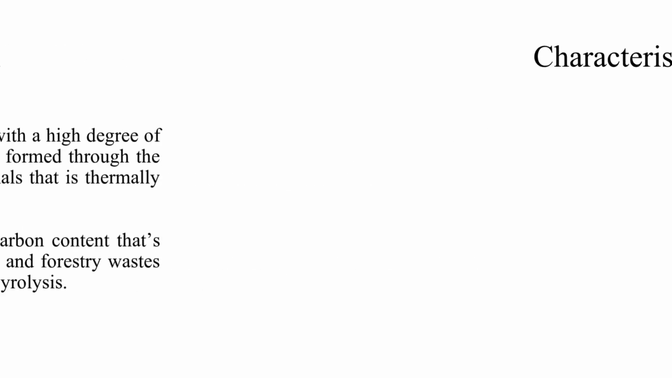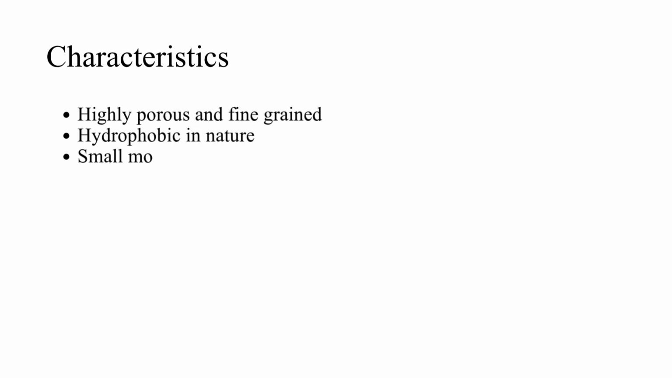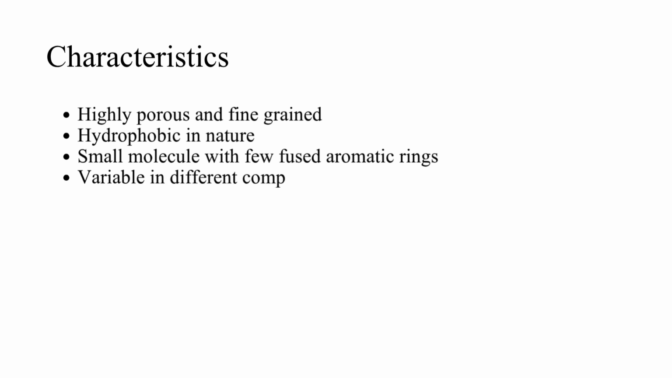Let us examine the important characteristics of biochar. The first characteristic is its highly porous and fine-grained structure. This provides a large surface area for adsorption and nutrient retention. Another characteristic is its hydrophobic nature, meaning it tends to repel water under certain conditions. Biochar also contains small aromatic carbon structures that contribute to its stability. An important point is that biochar composition varies depending on the feedstock used and the pyrolysis conditions applied. Therefore, biochar produced from different materials may have different properties and applications.